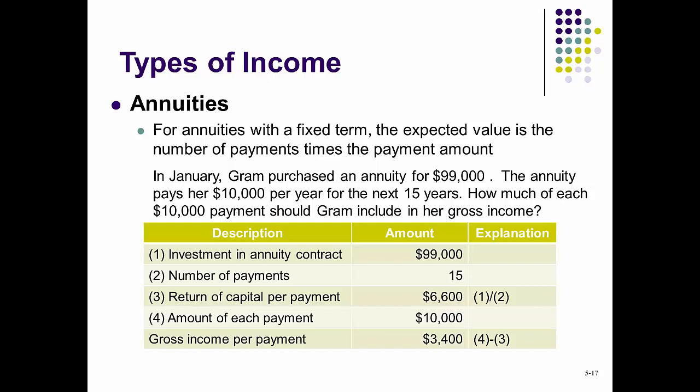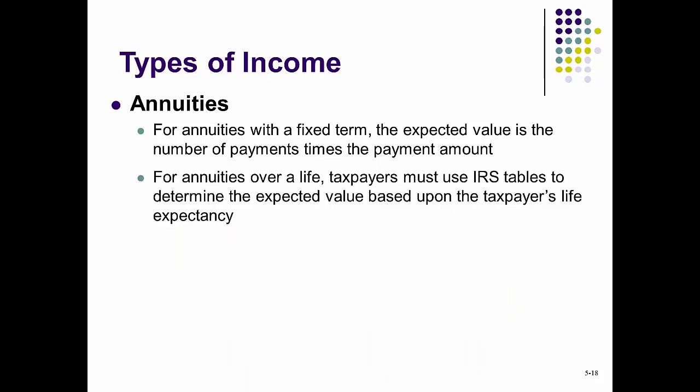Also, the annuity could be over a life, and for this you need to use the IRS tax tables to determine the expected value based upon the taxpayer's life expectancy. This one is a little bit more complex, but there are programs where you can put it in to determine what portion of each equal payment of the annuity will be subject to tax, and which portion will be considered the return of capital.